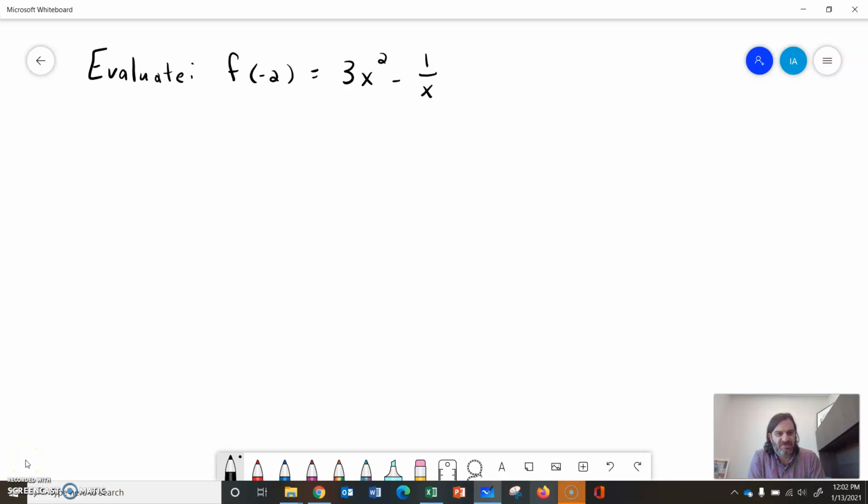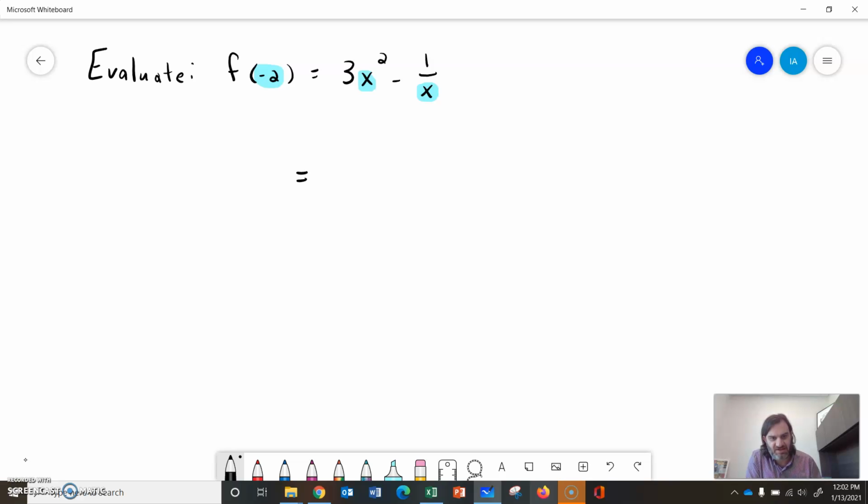Hey, we're going to practice a problem here. We're evaluating functions, and what we have is f of -2. So -2 is our input, and the function we're plugging it into is 3x squared minus 1 over x. So everywhere we have x over here, we're going to replace it with -2.